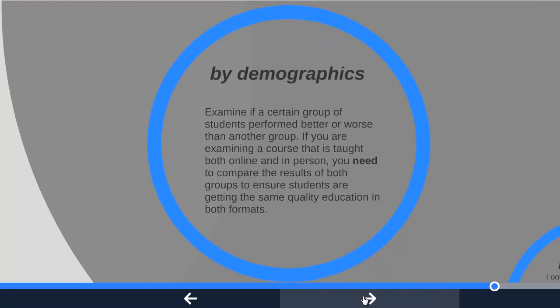Another, but less common way to examine results is by demographics. You can examine if a certain group of students performed better or worse than another group. If you're examining a course that has both an online and in-person component, you do need to compare the results of both groups in order to ensure that students are getting the same quality education in both formats.